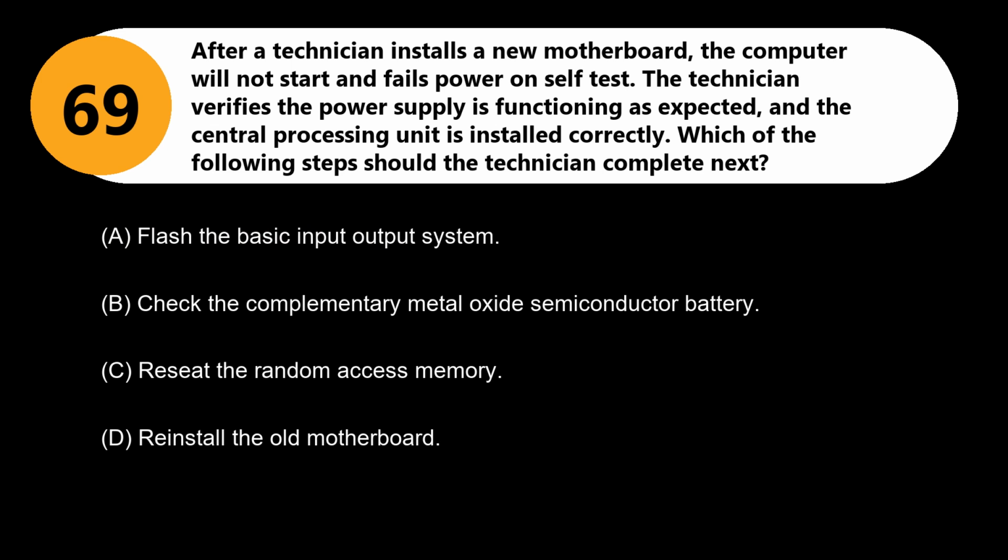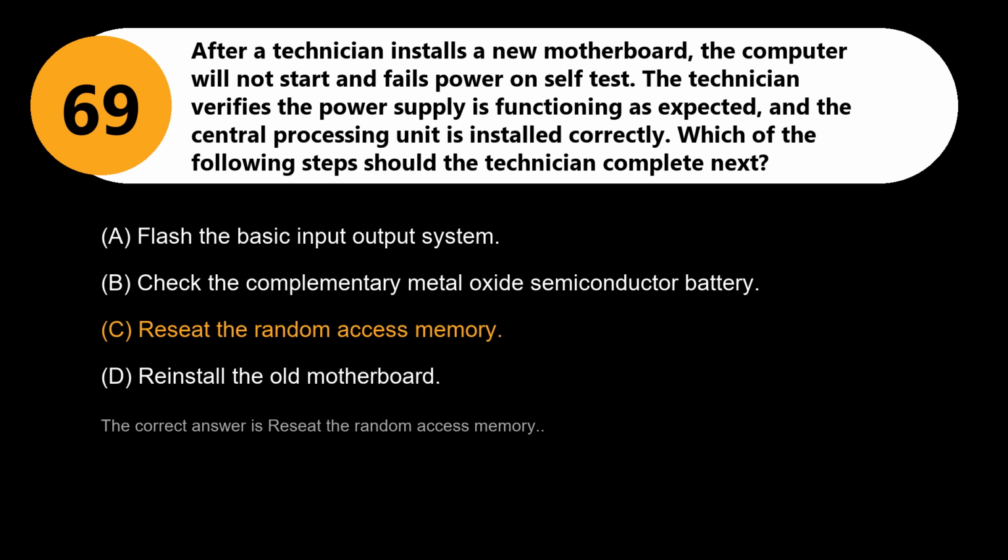Question 69. After a technician installs a new motherboard, the computer will not start and fails power on self-test. The technician verifies the power supply is functioning as expected, and the central processing unit is installed correctly. Which of the following steps should the technician complete next? Option A, flash the basic input-output system. Option B, check the complementary metal oxide semiconductor battery. Option C, reseat the random access memory. Option D, reinstall the old motherboard. The correct answer is option C, reseat the random access memory.